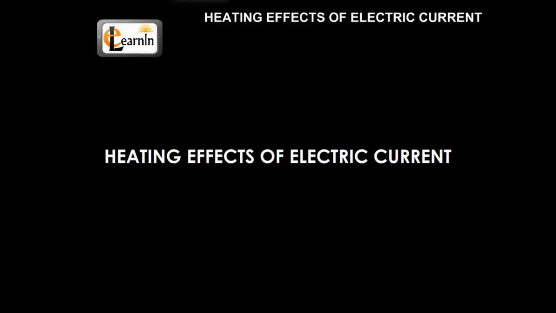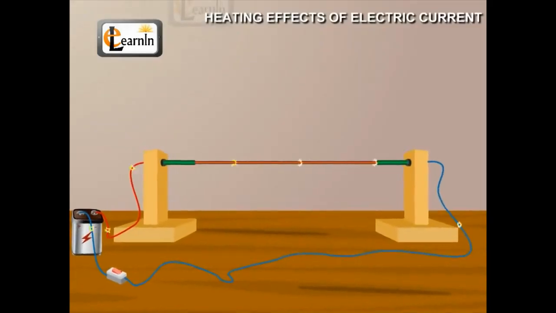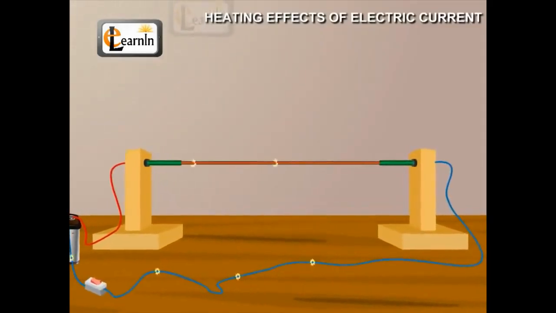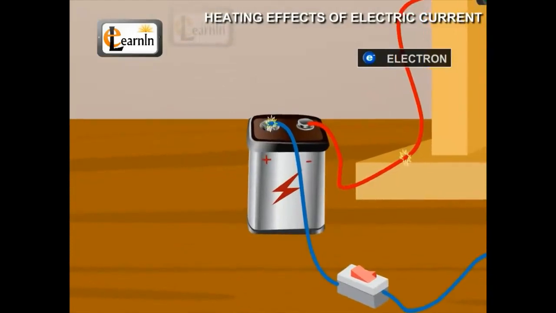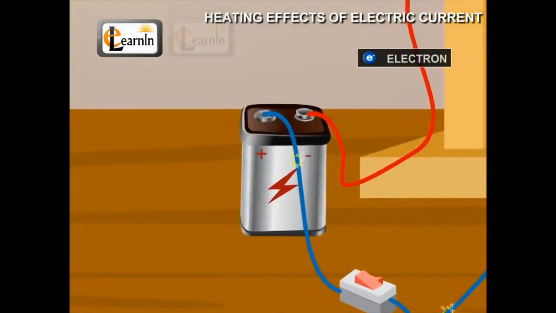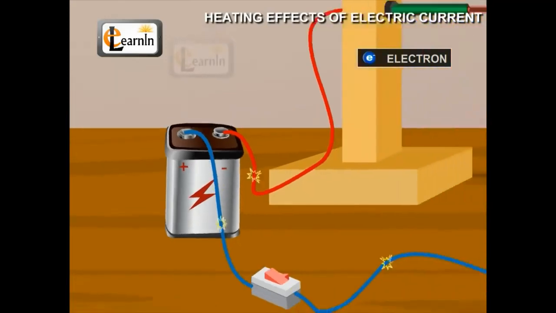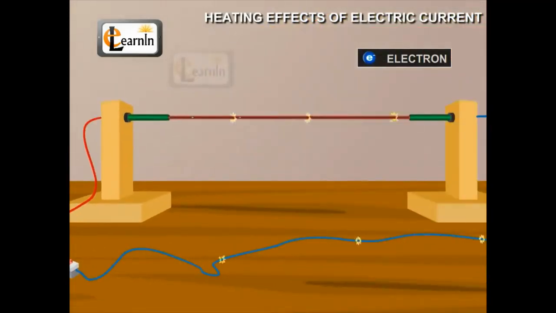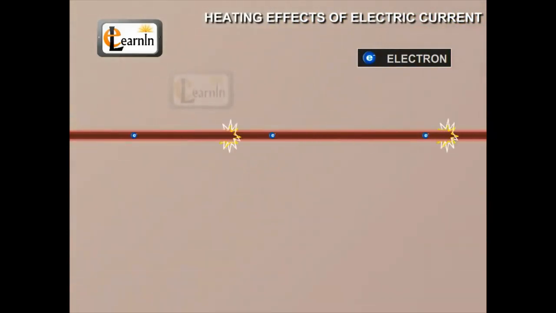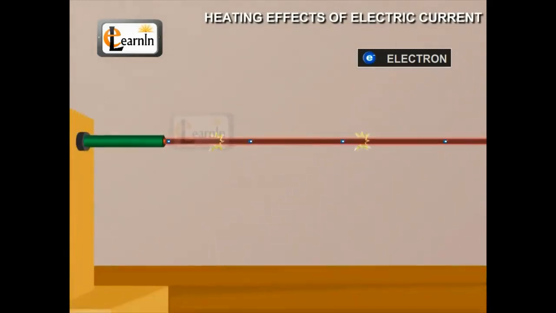Heating effects of electric current. Let us understand the heating effect of an electric current in this video. We know that the battery or a cell is a source of electrical energy. The chemical reaction within the cell generates the potential difference between its two terminals that sets electrons in motion to flow the current through a resistor or a system of resistors connected to the battery. In order to maintain the current, the source has to keep expending its energy.